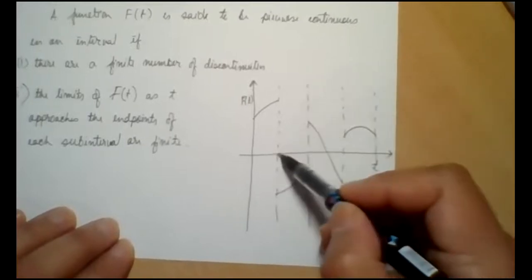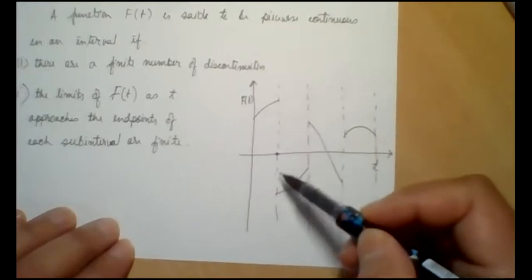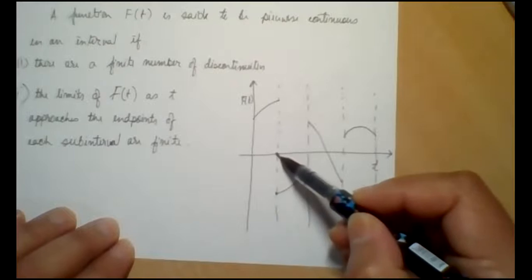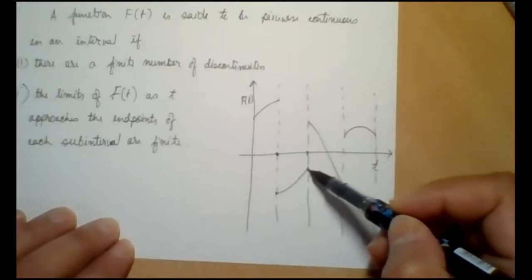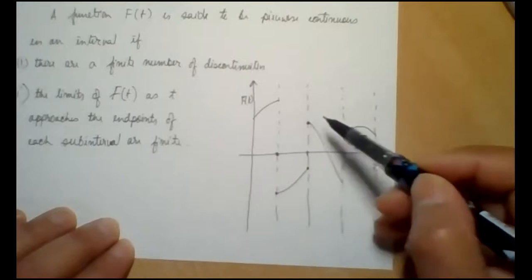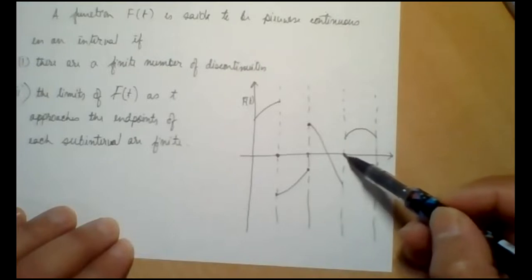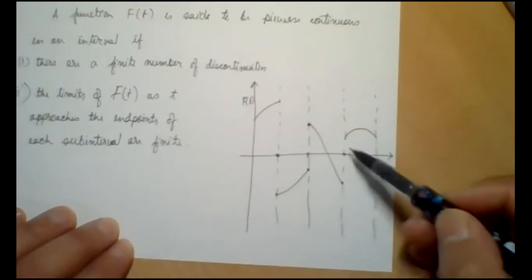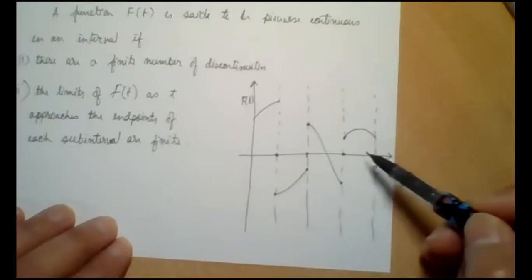At this point, the value of the function suddenly jumps from this point to this point. So this is a point of discontinuity of the function. Similarly, at this point, the value of the function jumps from this point to this point. So this is another discontinuity. Then again, at this point, the value suddenly jumps from this point to this point. So this is another discontinuity of the function.